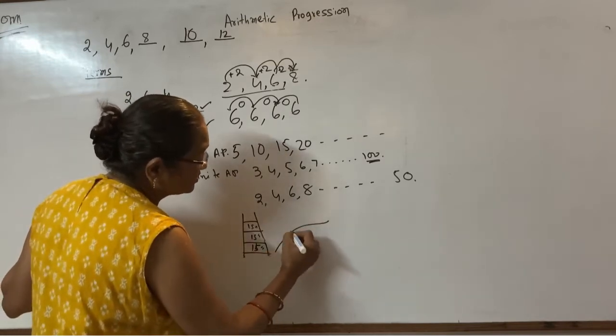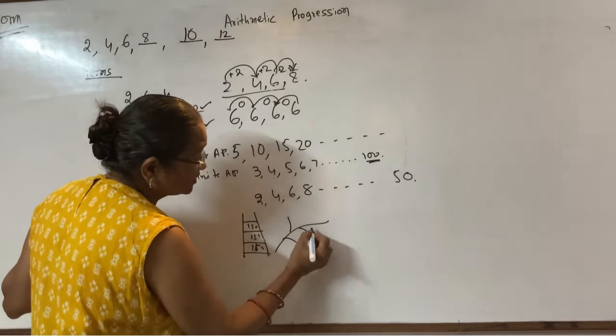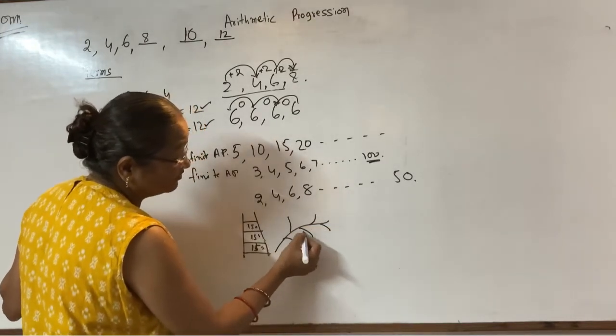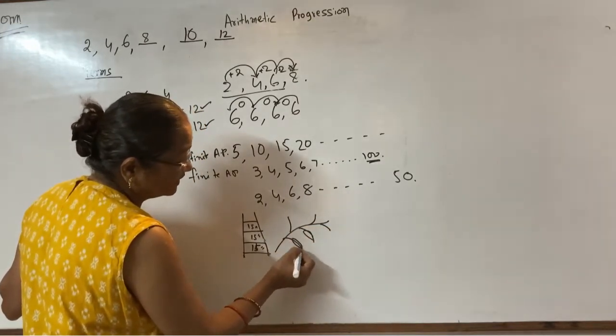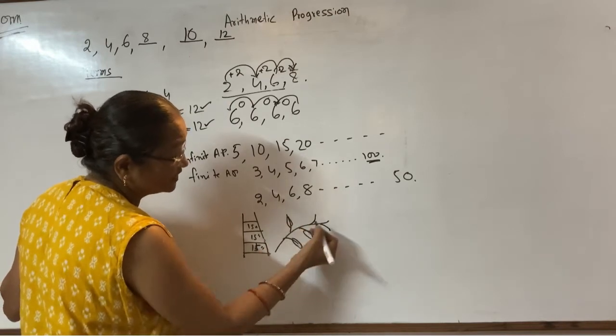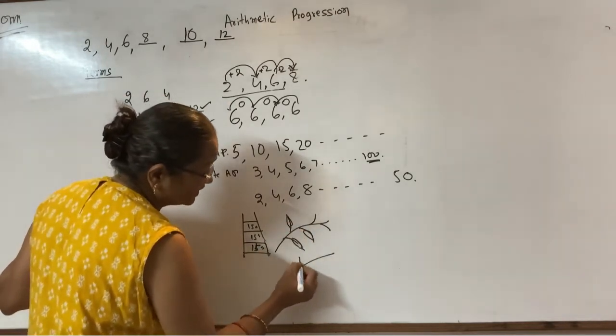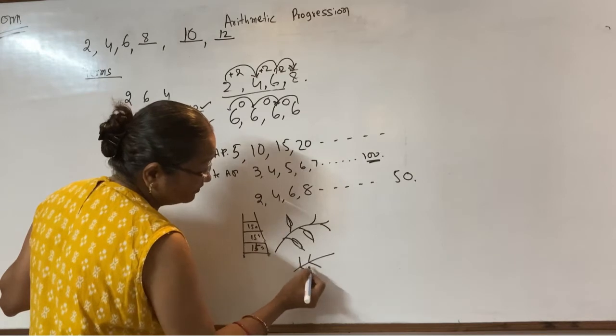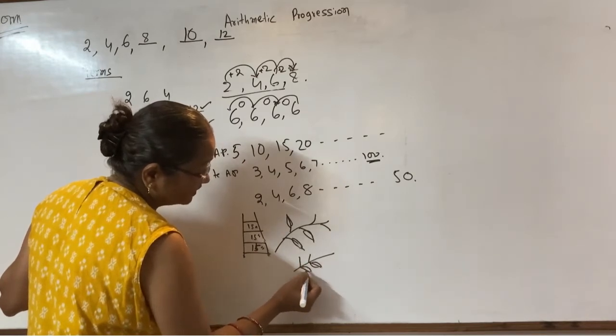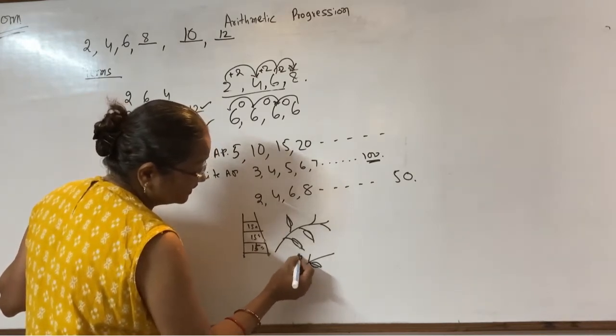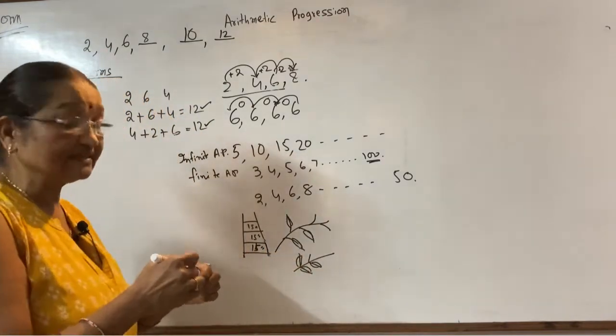Similarly leaves also, some leaves are like this. The leaves are arranged in an alternate way, isn't it? Alternate ways are arranged. So this is a pattern. Similarly some leaves are opposite. Here is one leaf, here is one leaf, like this, isn't it? Opposite. So this is known as a pattern.